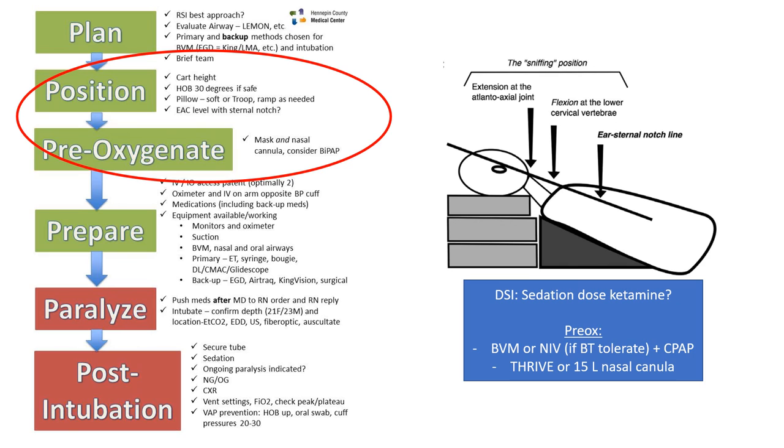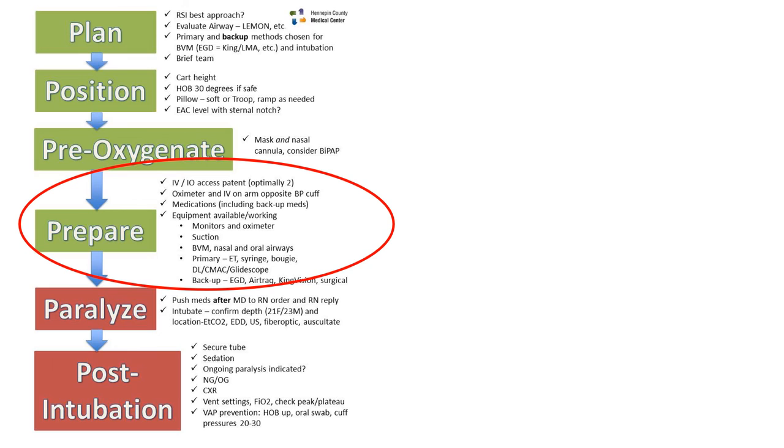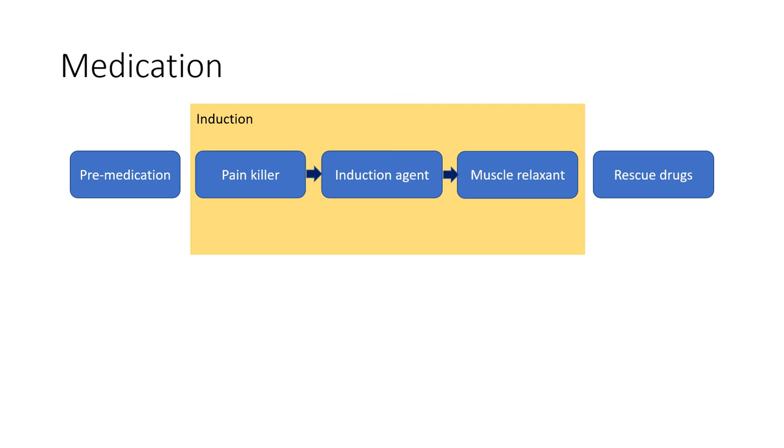Because you're in the ICU, you do THRIVE. You give her oxygenation alongside with an NIV mask. You give her THRIVE as well through the nose. If not, then just a nasal cannula. You will use CPAP because she has a high BMI, and you prepare all the stuff with your drug kit and the medication you wanted to use because of hypotension.